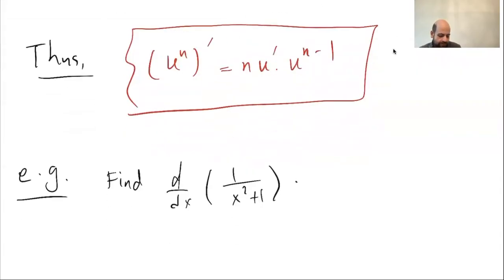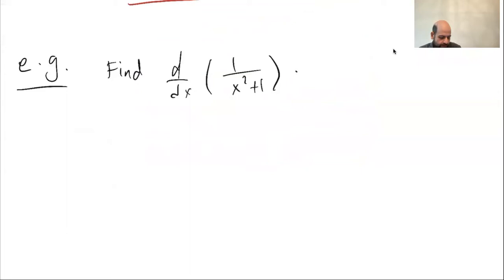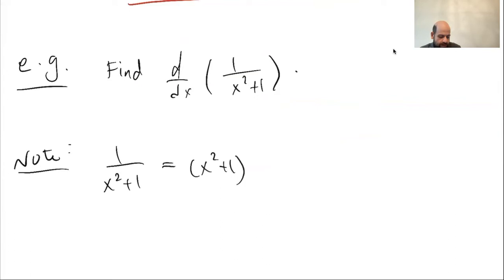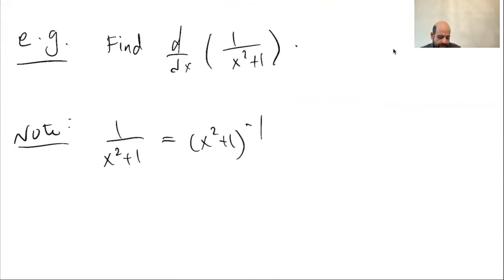Okay, so first let's write the given expression in the following form. We have 1 over x squared plus 1. So I can write it as x squared plus 1 to power minus 1, right? So here we can say that u is equal to x squared plus 1 and n is equal to minus 1.